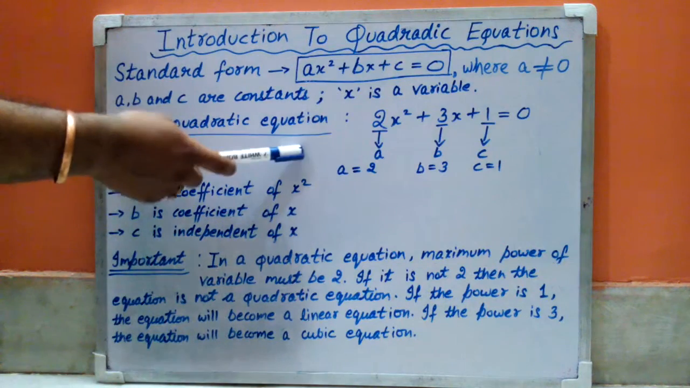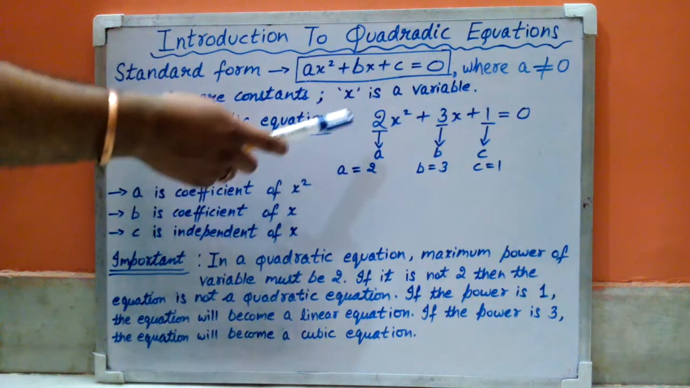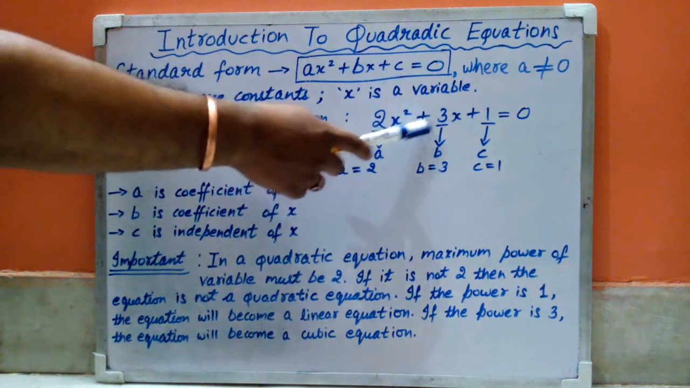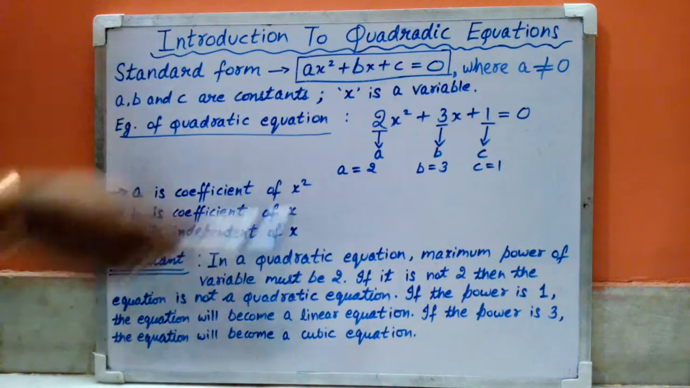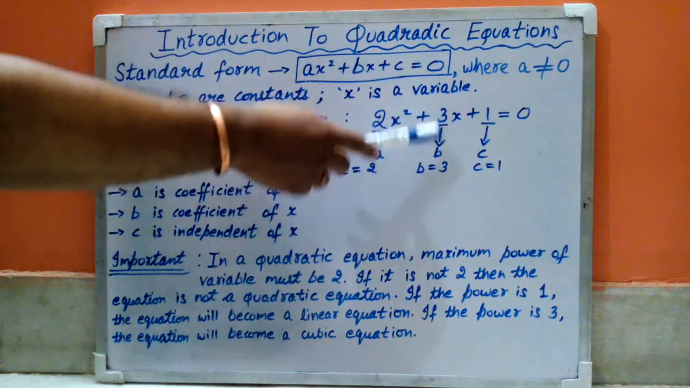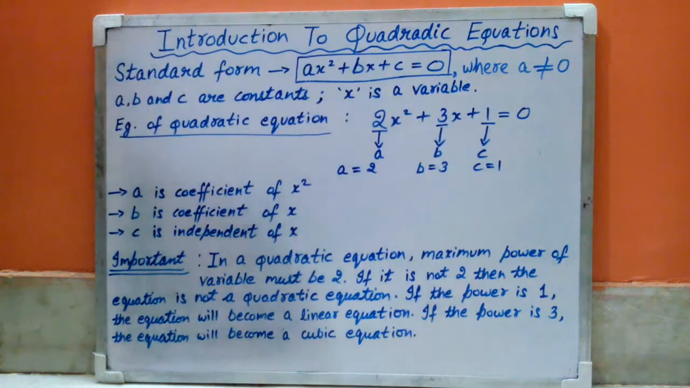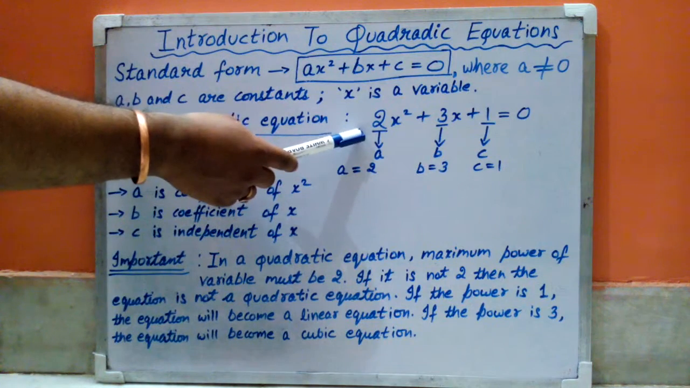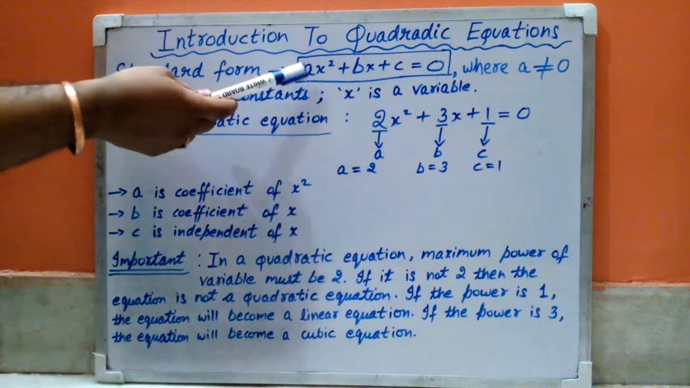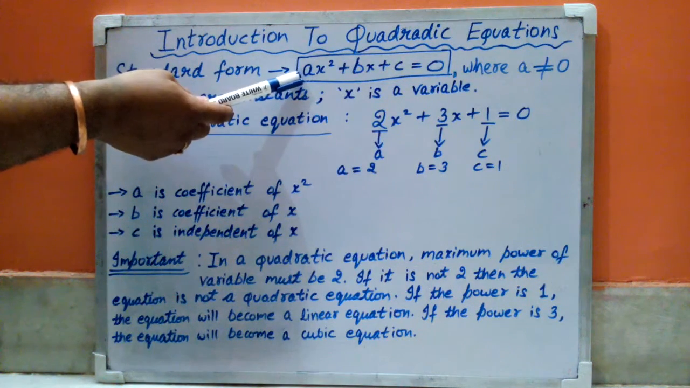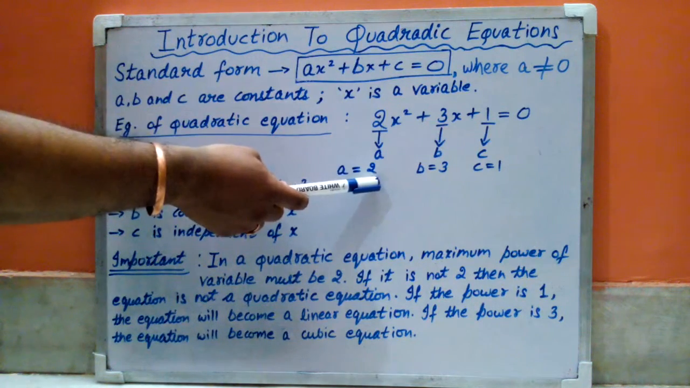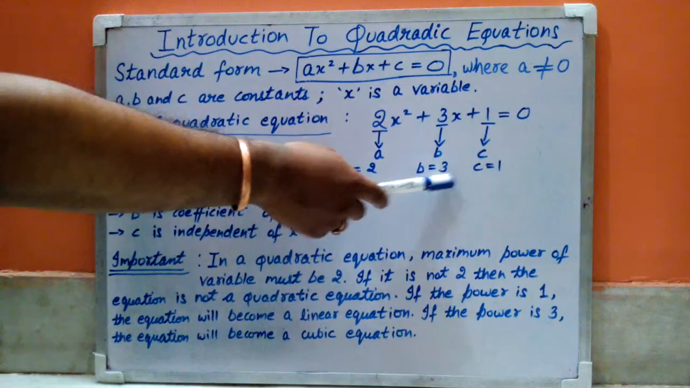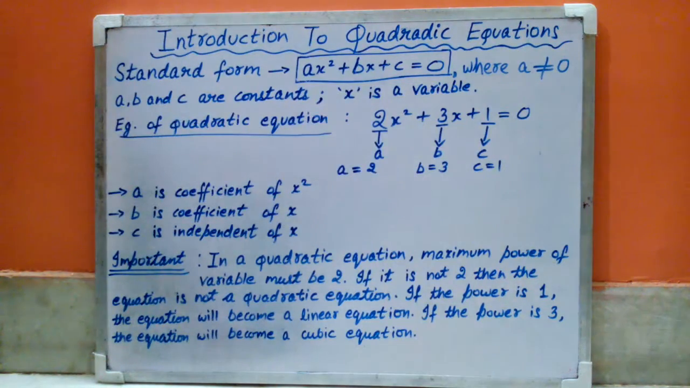Example of quadratic equation given here is 2x² + 3x + 1 = 0. I have already marked 2 as A, 3 as B and 1 as C. When you will compare this given example of quadratic equation with the standard form of quadratic equation, you will easily understand that A is equal to 2 here, B is equal to 3 and C is equal to 1.